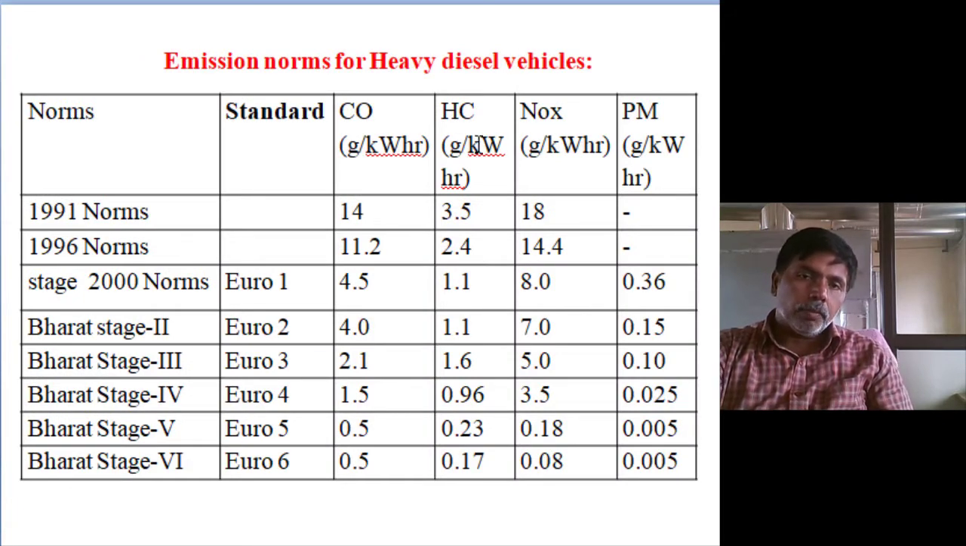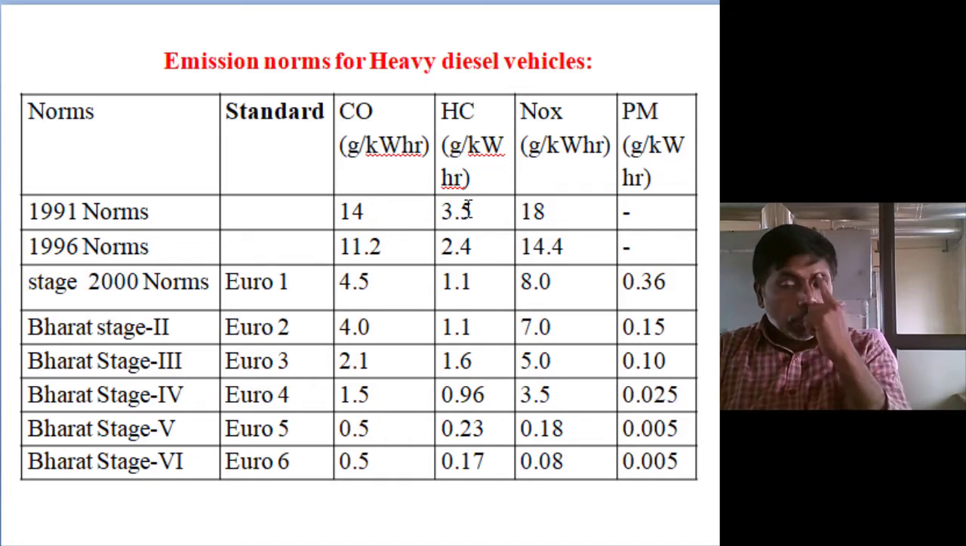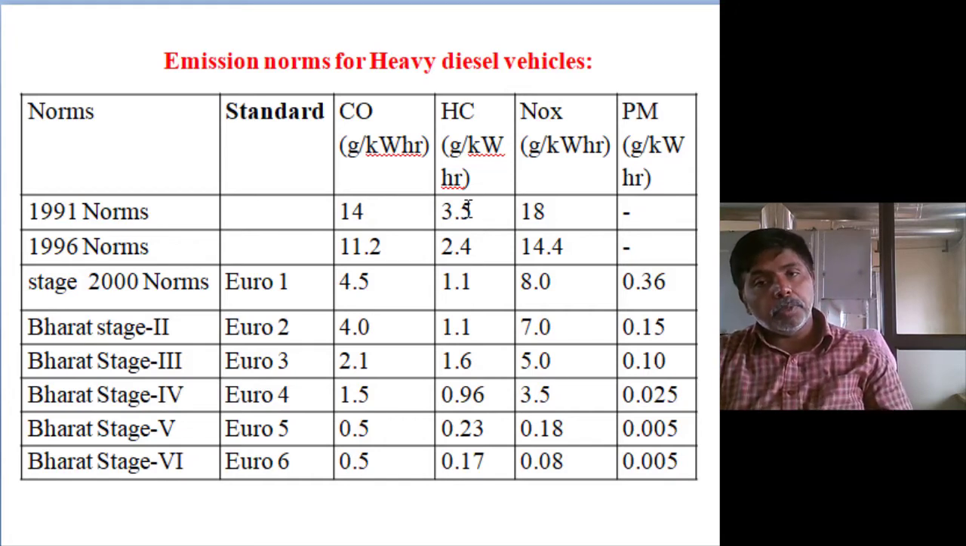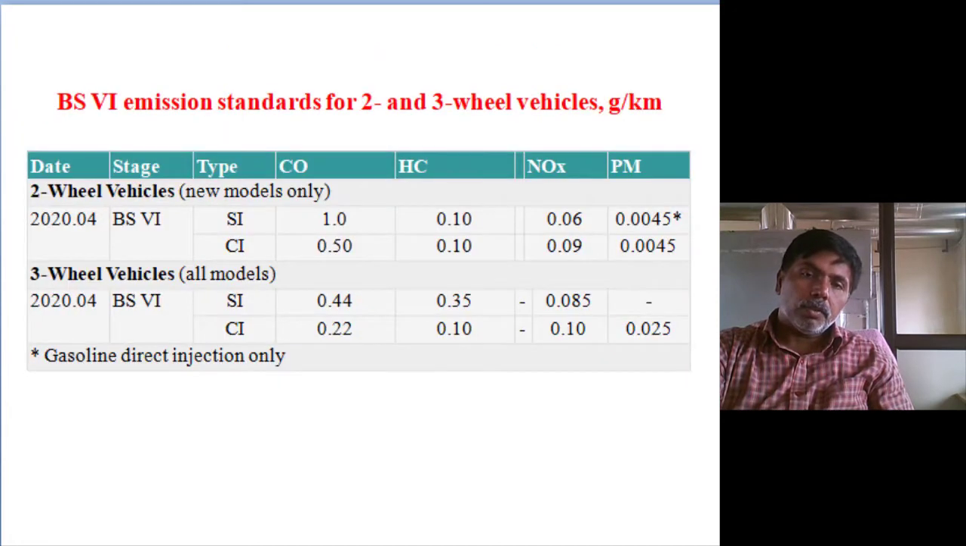Coming to the heavy vehicles, I already mentioned diesel vehicles. We use diesel engines for automobiles and also for generation of power, electrical generators. That's why for diesel engines the norms are given in grams per kilowatt hour of energy production. You can see for Bharat 6: carbon monoxide 0.5, hydrocarbons 0.17 gram per kilowatt hour, NOx 0.08 gram per kilowatt hour, particulate matter 0.005 gram per kilowatt hour.